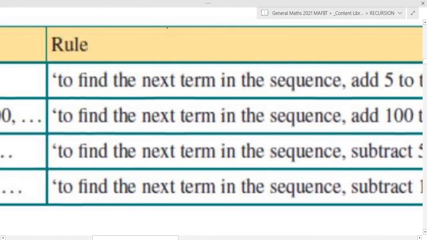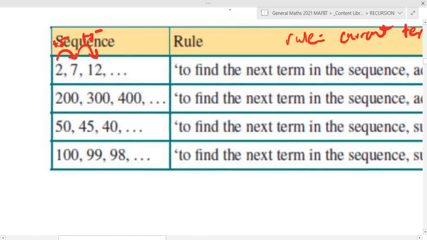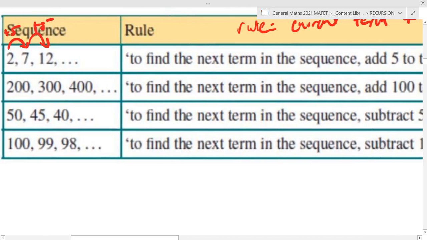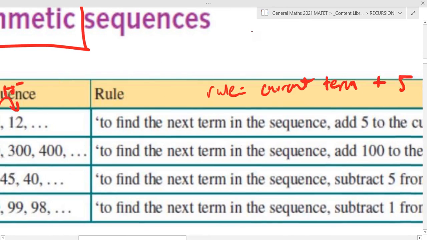Okay. So that means, as a rule, to find the next term in the sequence, add 5 to the current term. That's the rule. So as a rule, you can basically say rule equals current term plus 5. Okay, that's what this is saying. Current term plus 5. Okay, what about the next one? What's the rule here? Yeah, you can do that, x plus 5, but instead of using x, we'll be using another notation for it. So just keep that in your mind.